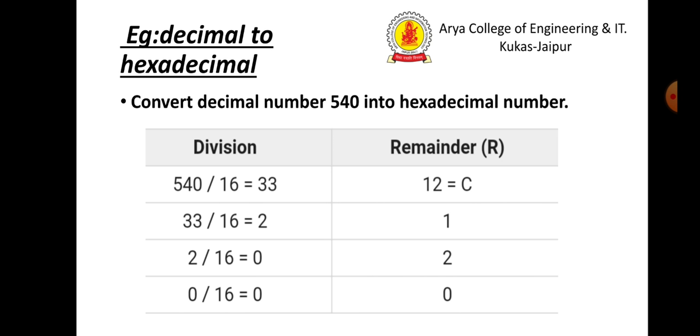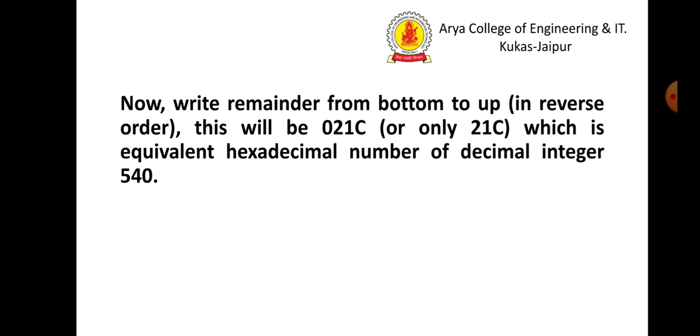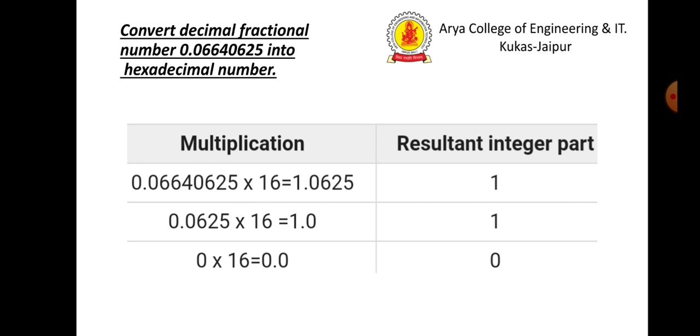because 12 is equal to C in hexadecimal. And here also we read in the reverse order. Here you can see we read in the reverse order, so it is 21C, which is the equivalent hexadecimal number for the decimal number 540.